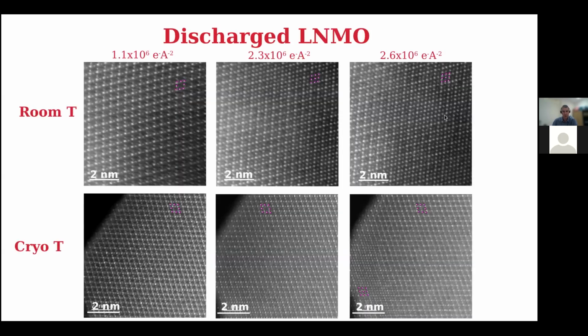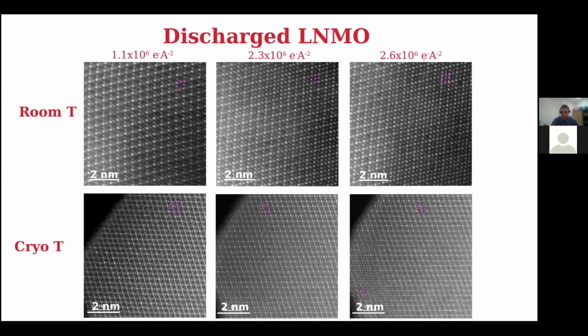So you have three images taken at room temperature with increasing electron dose, and you can see the transformation from the spinel up to the rocksalt structure. But when we do the same imaging with the same dose at a lower temperature, we can see that we can keep the spinel structure in most of the places, except on the top left surface, where you can see that the spinel has been transformed into the rocksalt phase.